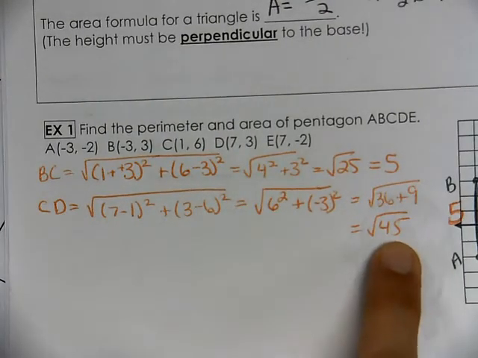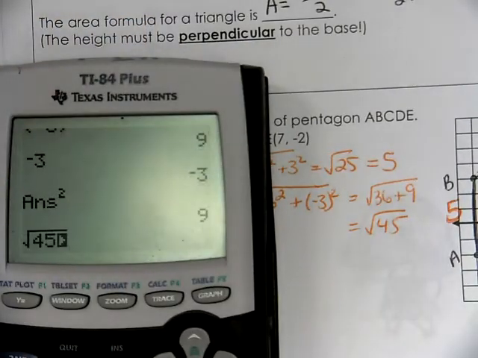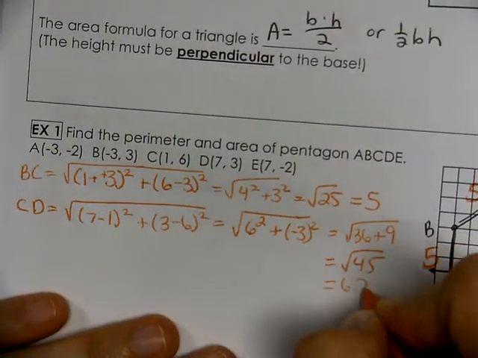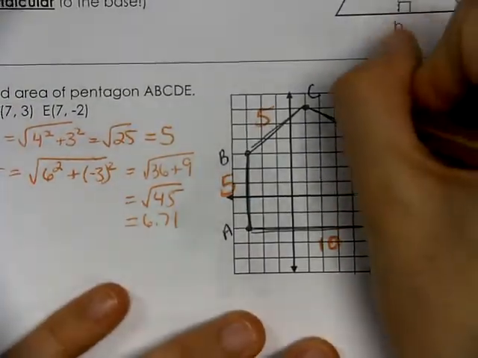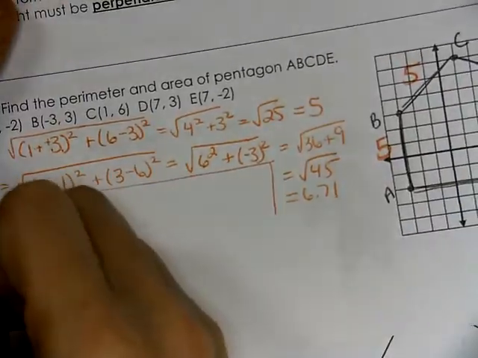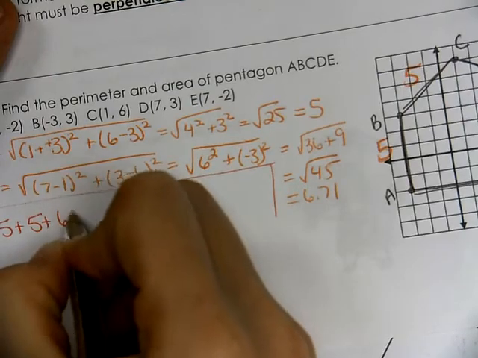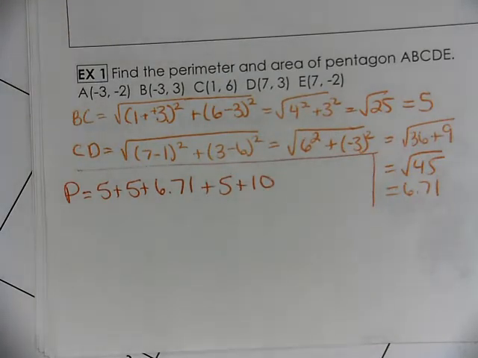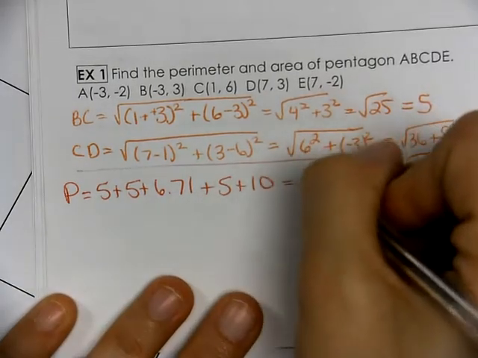Now here's the thing with problems like this. You actually have to find the decimal answer, because we're going to add them all together. So square root of 45 is 6.71. Okay, so C to D is 6.71. So my perimeter, just add all 5 sides together. And perimeter, you can just use P. 5 plus 5 plus 6.71 plus 5 plus 10. And you get 31.71.